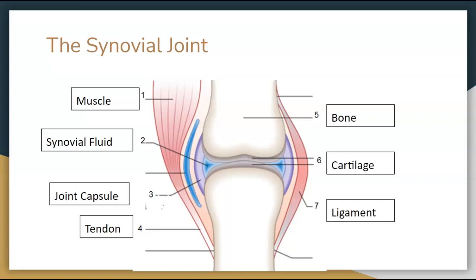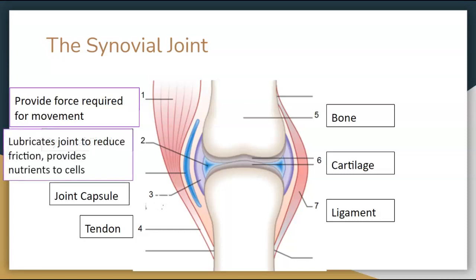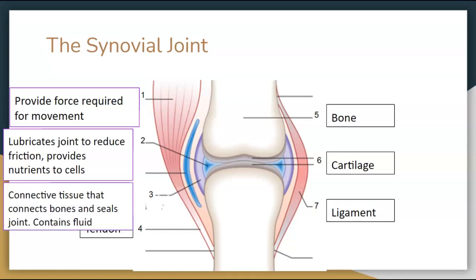And now let's talk about a little bit more of what this means. So the muscle provides force required for movement. The fluid, as I said, lubricates to reduce friction. This is also sort of like shock factor, right? Like you don't want your bones crushing against themselves. That is painful. This also provides nutrients to cells, right? Your bones have cells, your muscles have cells. Important to provide nutrients. The capsule is connective tissue that connects the bones and seals the joint, okay? Something has to keep that fluid inside, and this is what does that.